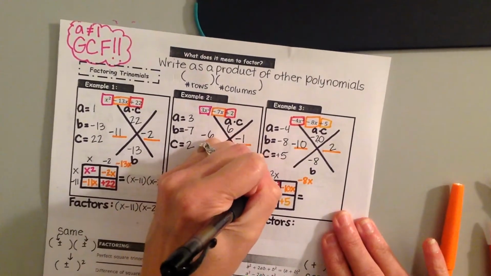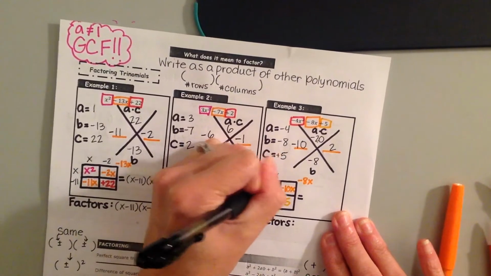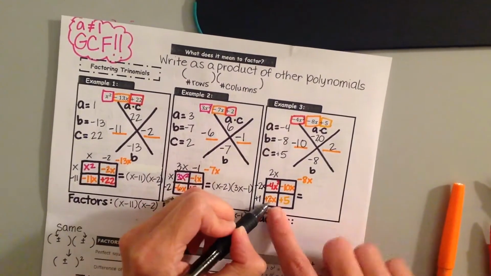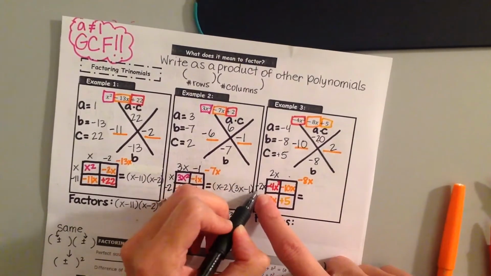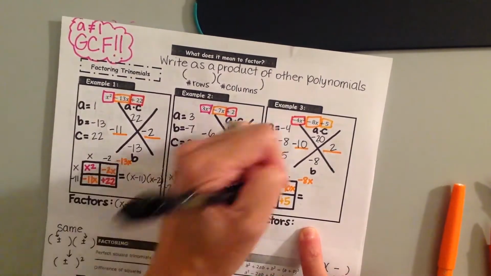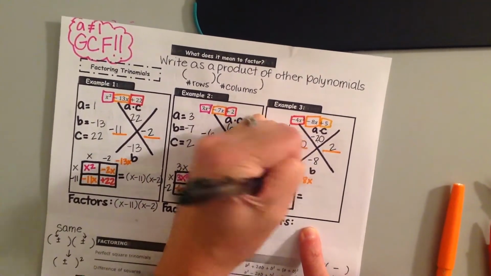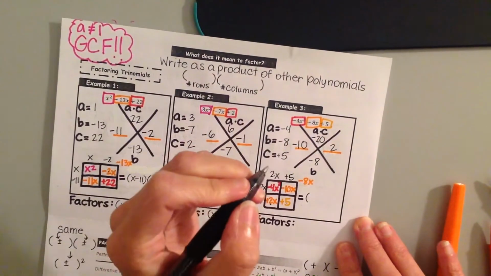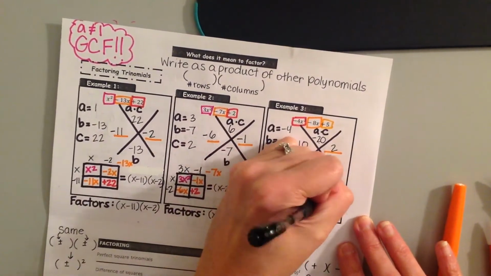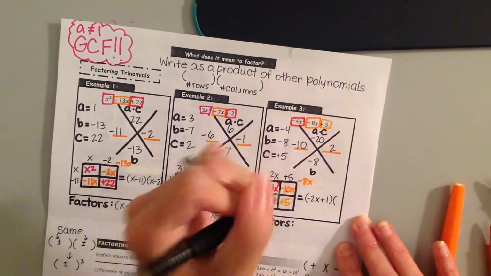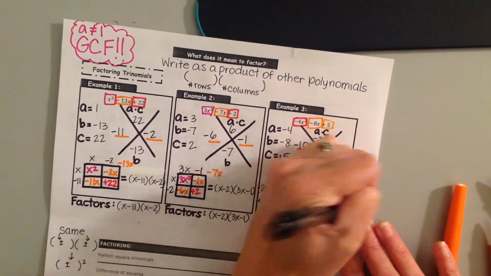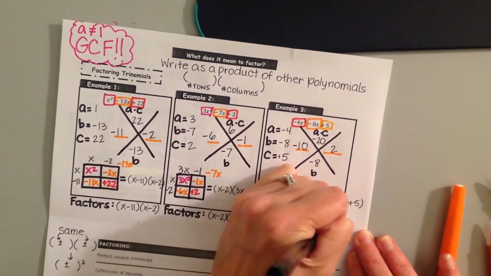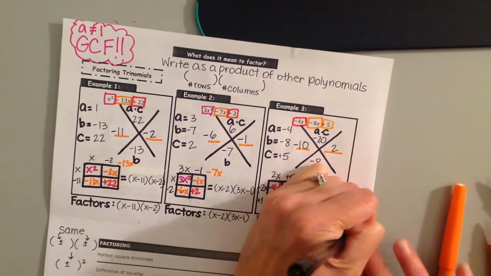Okay, so this has got to be a negative 2x, because negative 2x times 2x fills in the box for negative 4x squared. This has got to be a plus 1, because 2x times 1 will fill in the box for 2x. So now I'm thinking, what times negative 2x will make negative 10x? And that's going to be a positive 5. And 5 times 1 will fill in the box for positive 5. So my factors are negative 2x plus 1, 2x minus 5.